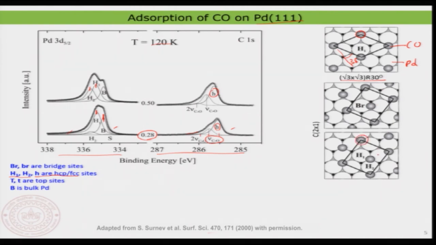But now, I can basically form another kind of orientation of the carbon monoxide on the surface by adding carbon monoxide on this HCP site and also placing one carbon monoxide inside the unit cell. That is why you get this kind of C2x1 superstructure. That means, right now, you can see that I have added one more type of HCP site on the surface.